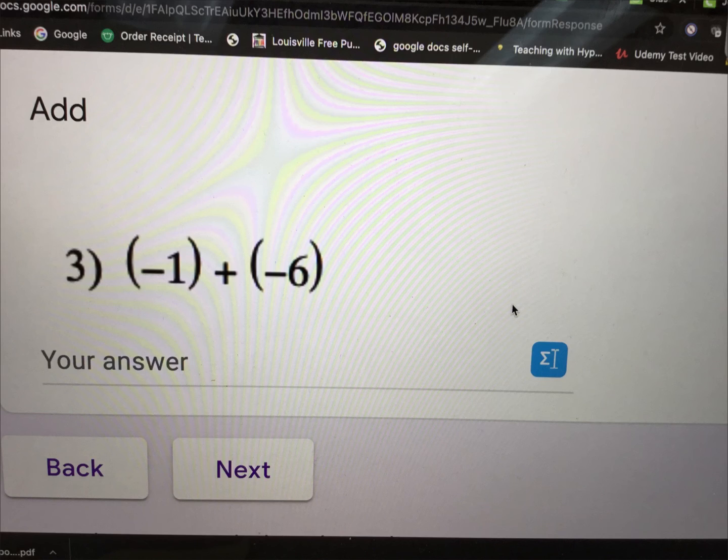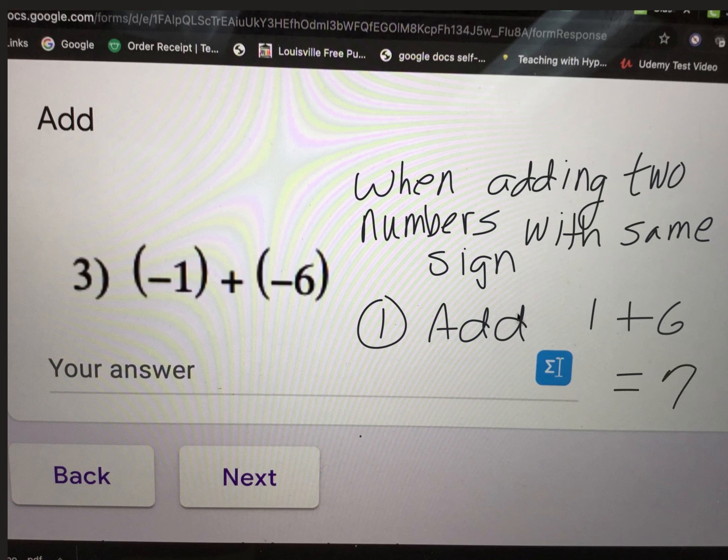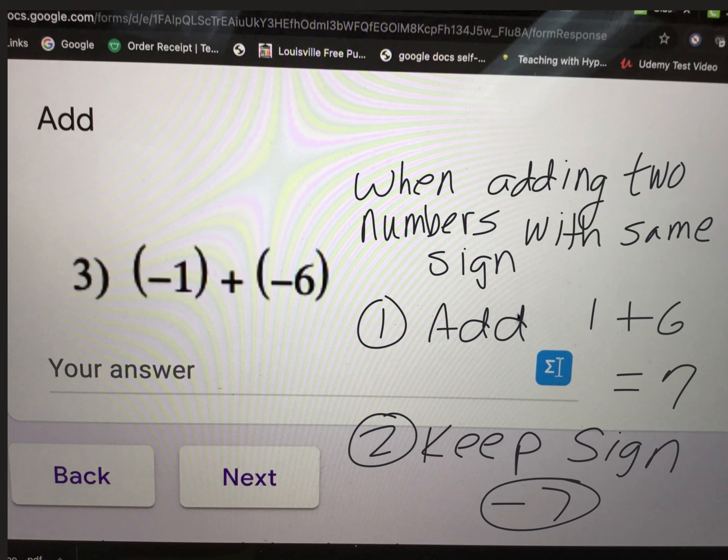Last but not least, once again, I have a -1, which is being combined with a -6. So now I'm just going to write the rule. When adding numbers with the same sign, step 1, we're going to add them. So 1 plus 6 equals 7. And then step 2, you're just going to keep that sign. So -1 plus -6 is -7.